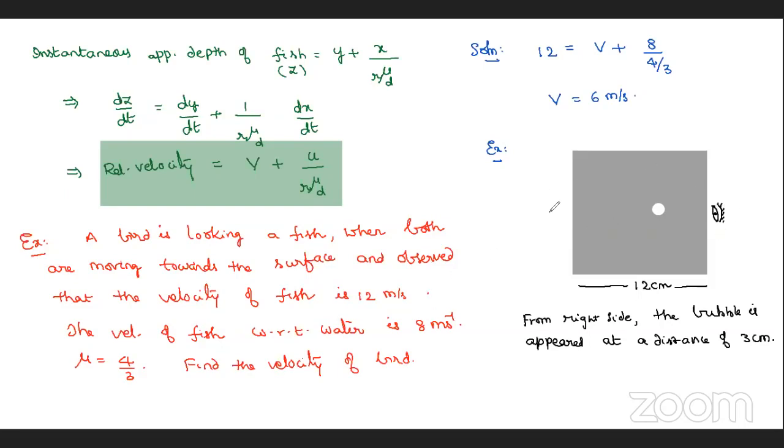And suppose from the opposite side, the bubble appears at a distance of 5 centimeters. Find number 1, the refractive index mu. Number 2, the original depth from the right side. I'm moving to the next page.